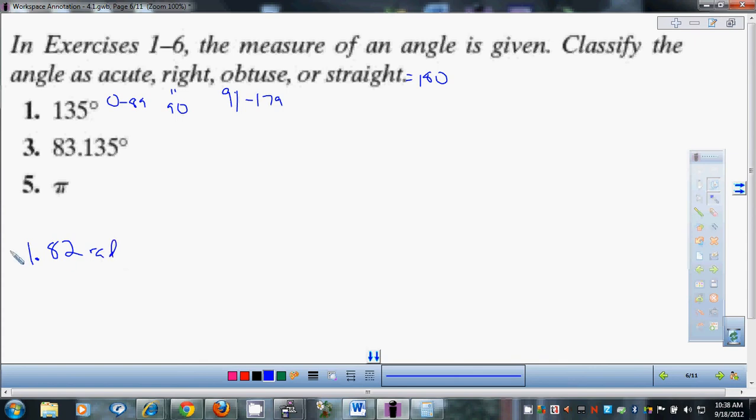1.82 radians. What is it? And how do you know? You could convert it to degrees. It's the easiest thing to do. Or you could say, what's pi? 3.14. It's less than that. So we know it's got to be less than 180. What's half of pi? 1.57. Is it bigger or less than that? So it's greater than 90, half of pi, and it's less than 180, so it is obtuse.